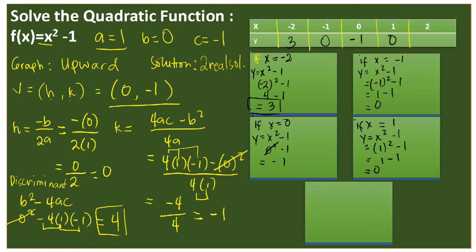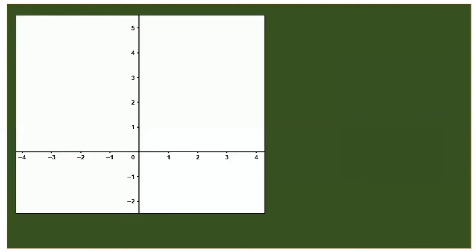Let's proceed. If x is equal to positive 2, then y is equal to x squared minus 1. So x is positive 2 squared minus 1. 2 squared is positive 4 minus 1. Then it is equal to 3. So if x is positive 2, y is positive 3. Now we have completed the table of values. Let's proceed in graphing. So pwede na natin siyang i-graph. So let's write muna yung ating mga given na nakuha natin kanina.